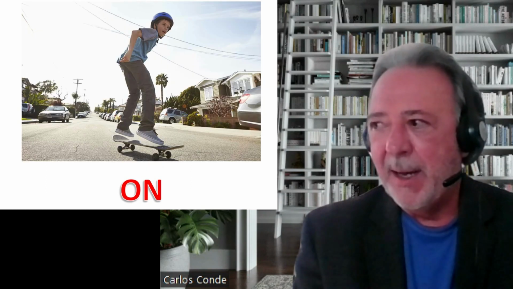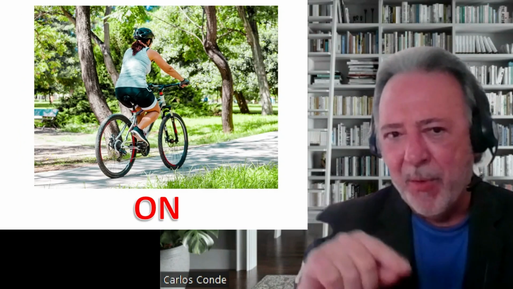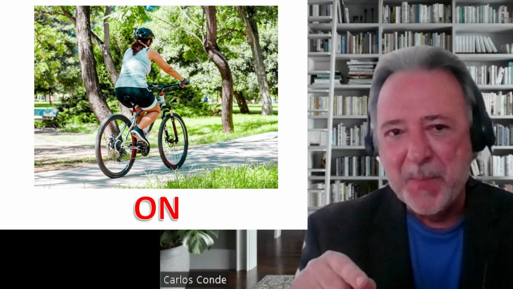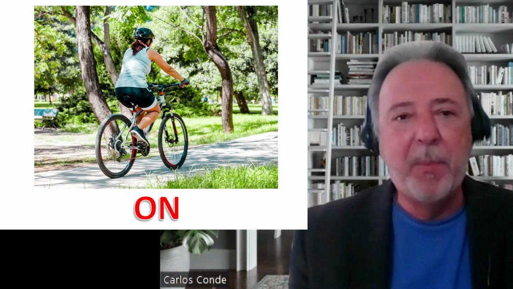Okay? But now let's take a bicycle. You're sitting on a bicycle. Are you on a bicycle or in a bicycle? Since you're not enveloped by anything, you're still open air, you're on a bicycle. Okay? So it does get a little bit trickier. I told you that every rule has an exception.